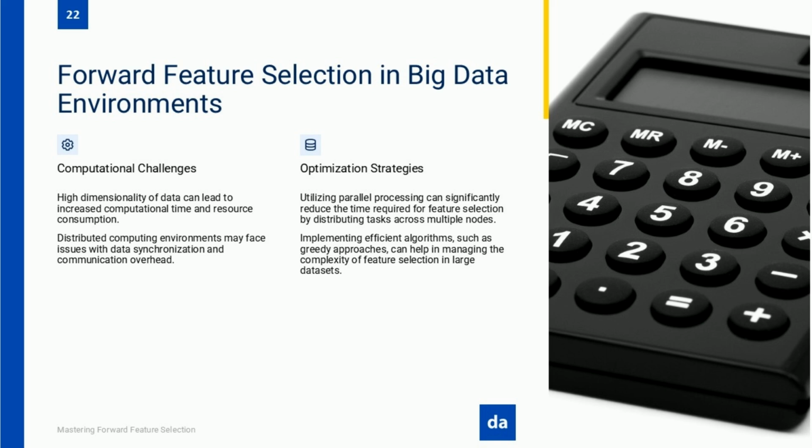Computational cost. Forward feature selection requires training multiple models, one for each feature added. When you have thousands of features, this quickly becomes impractical. A single selection process could take days to run.